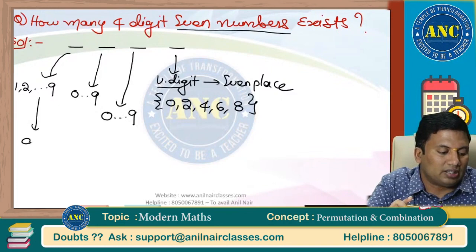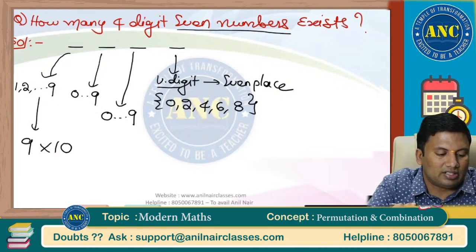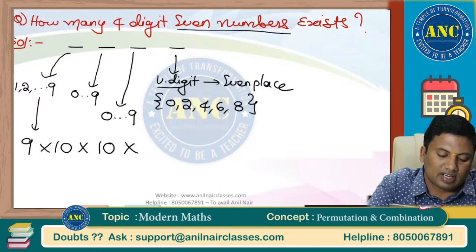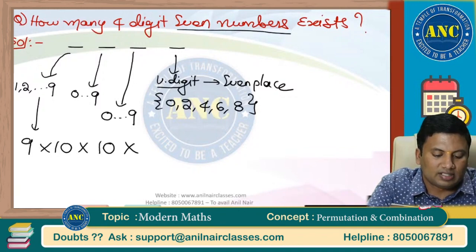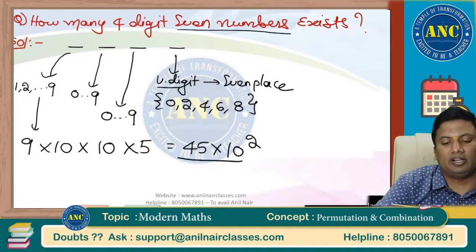1 to 9, there are 9 values it can take. 0 to 9 is 10, 0 to 9 is 10. The unit digit can be 0, 2, 4, 6 or 8, total 5 values. Answer is 45 into 10 square.